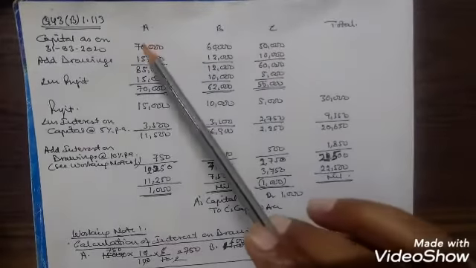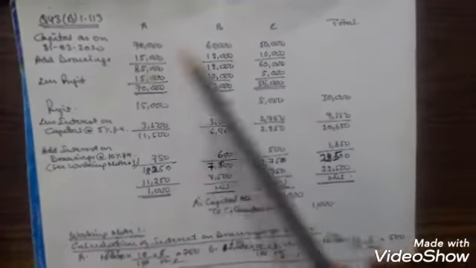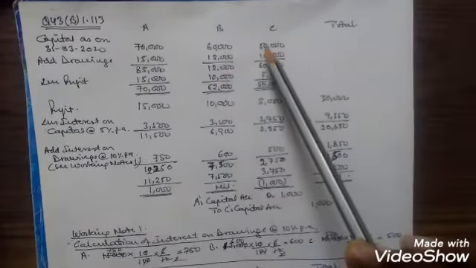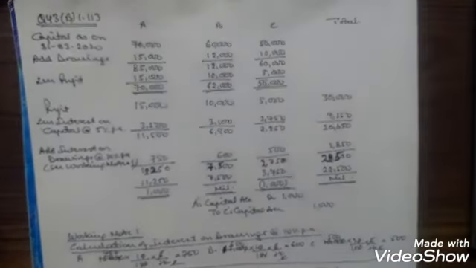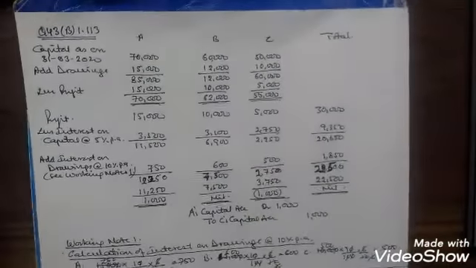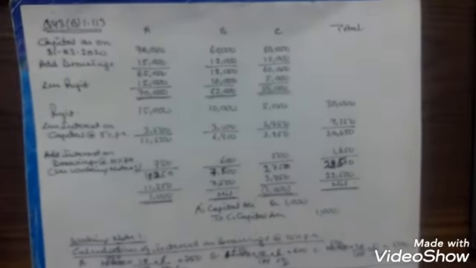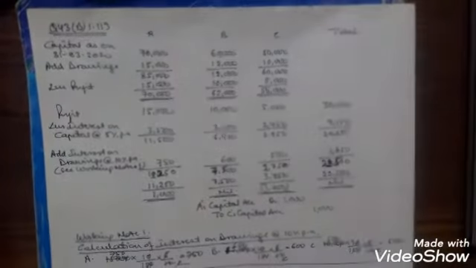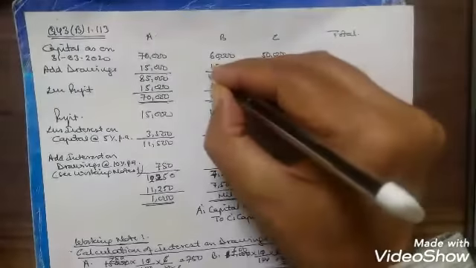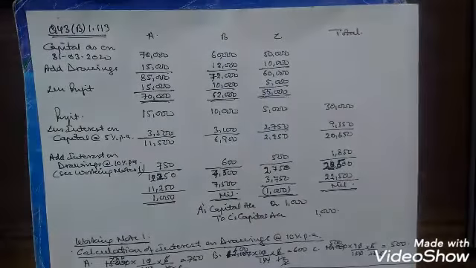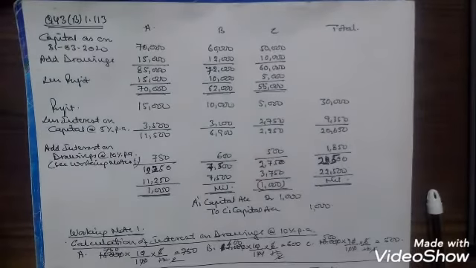It will be added. 70,000 plus 15,000 is equal to 85,000. 60,000 plus 12,000 is equal to 72,000. And 50,000 plus 10,000 is equal to 60,000. Now from this figure we will subtract the profit.